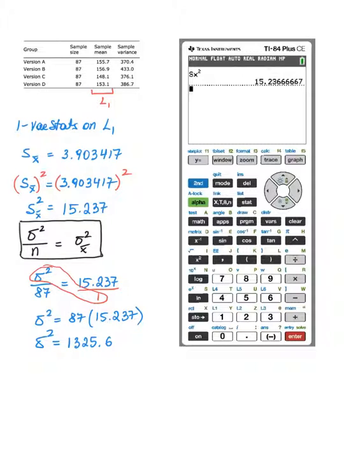And I also multiply 87 with 15.237 again across. And this principle says that these cross products will be equal to each other. As a result of 87 multiplied by 15.237, I get 1,325.6 rounded to 1 decimal place as requested.